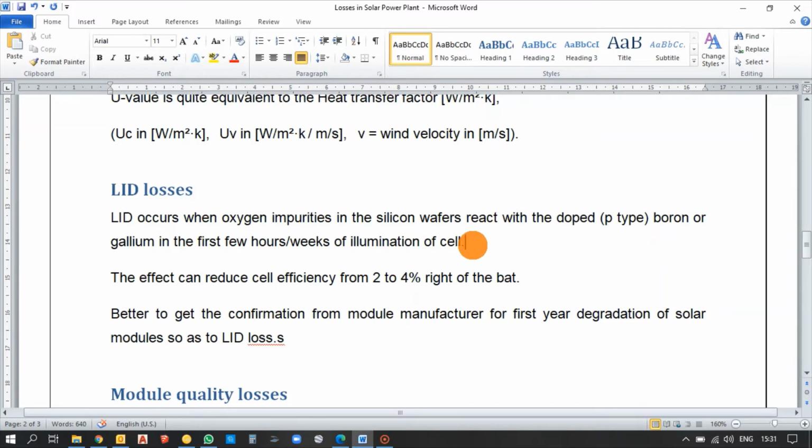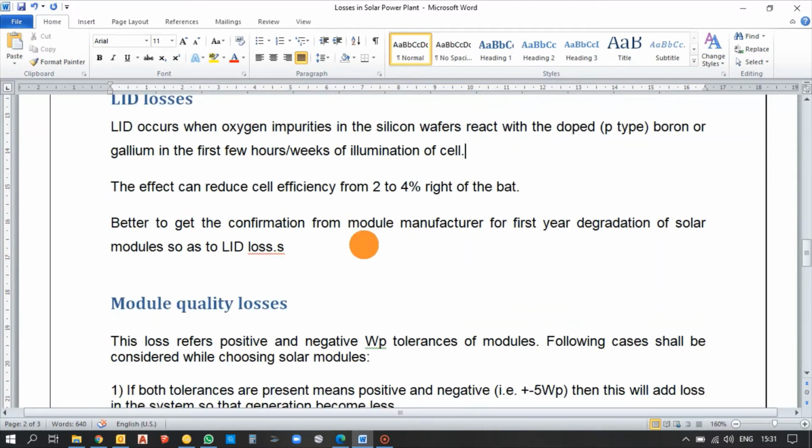So that is what I told you. When it is exposed to sunlight for the first time, due to the boron or gallium in the silicon, it causes more losses in the module. So it may be around 2 to 3% depending upon the module, and this will be taken from the first year degradation of the solar module. So this factor you will get from the first year degradation of the solar module.